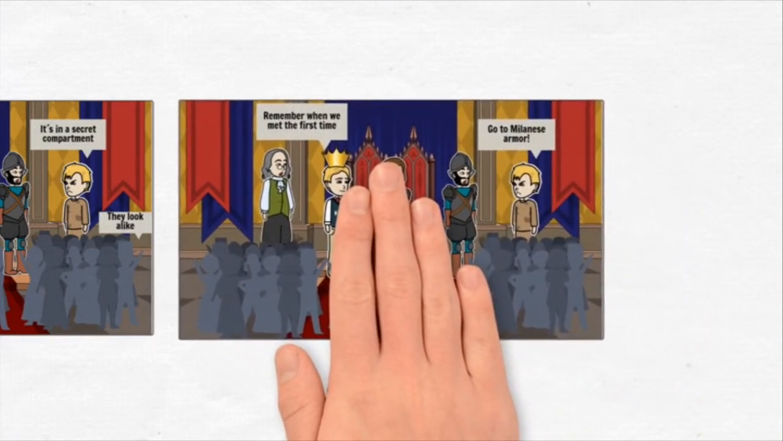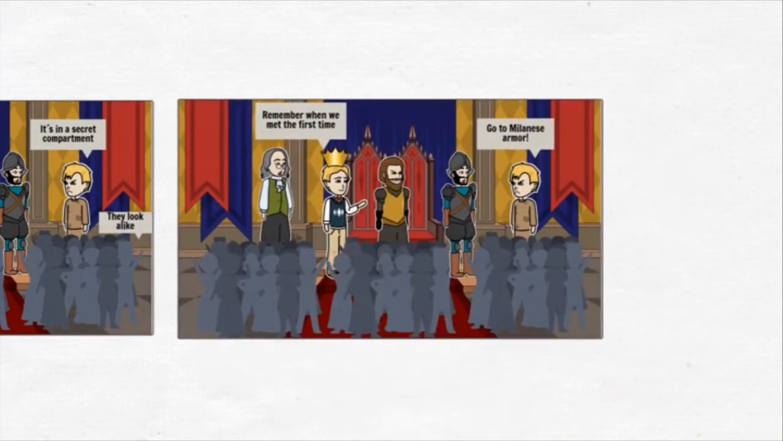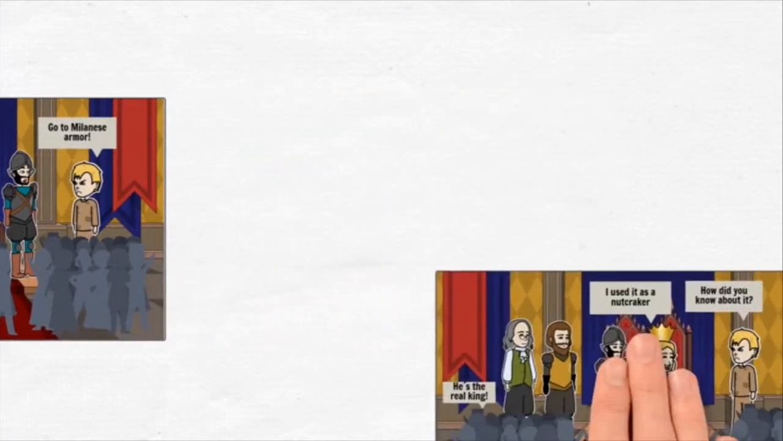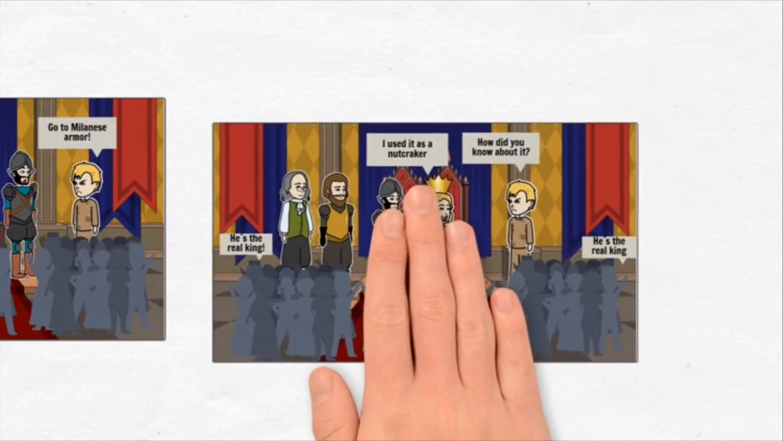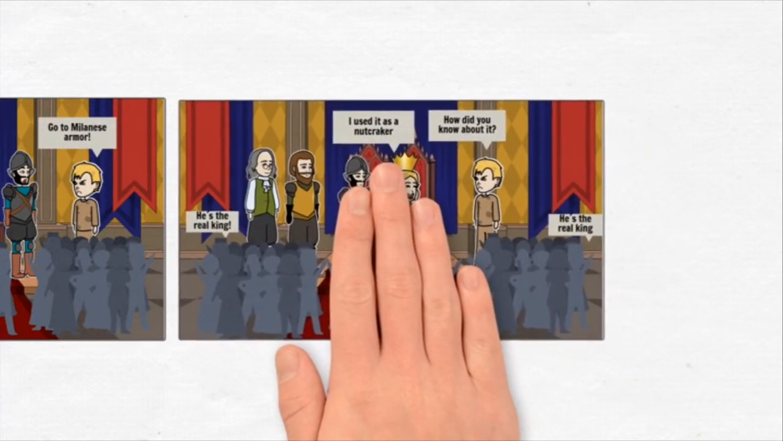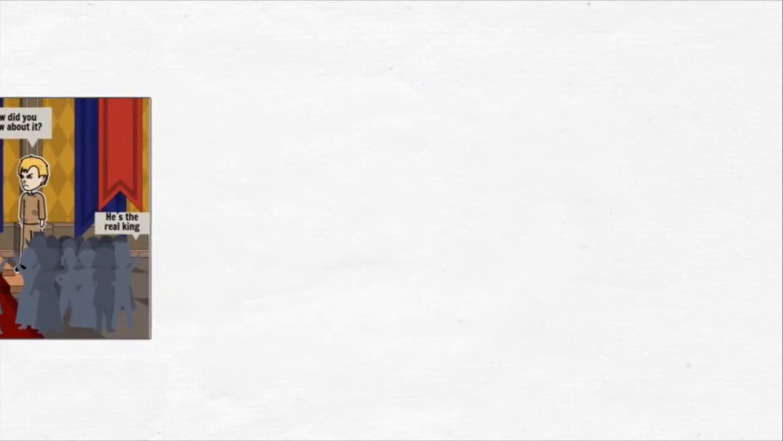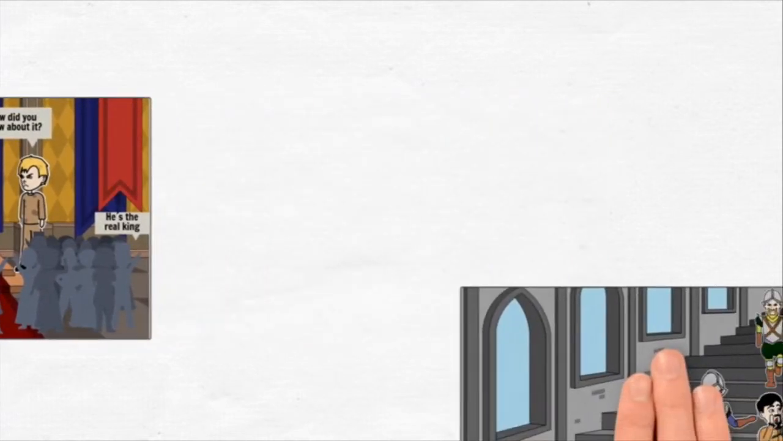He instructs the Lord St. John to go to Milanese Harbor. He will find the Great Seal. When he returns, everybody looks at Edward as the true king. Edward returns to Tom and asks him how he knew where the Great Seal was, and Tom explained that he had been using it all this time as a nutcracker.